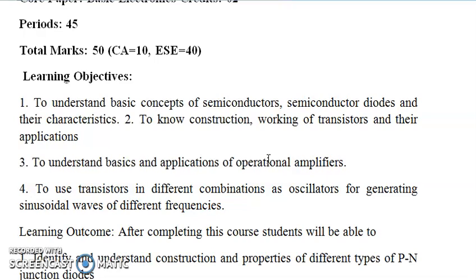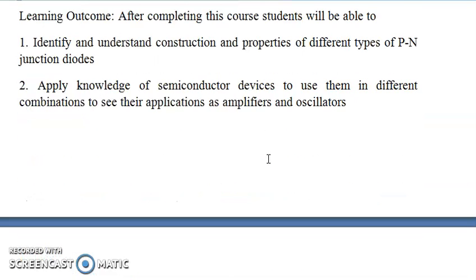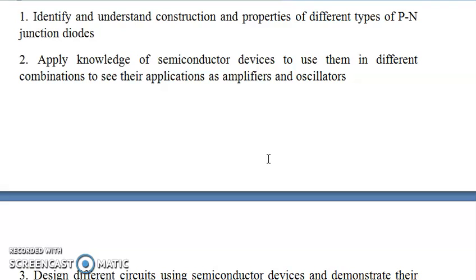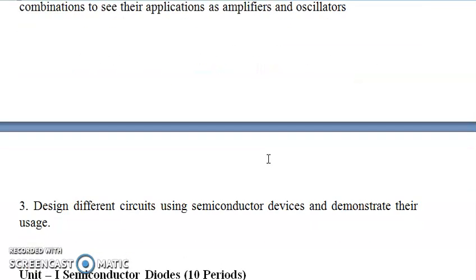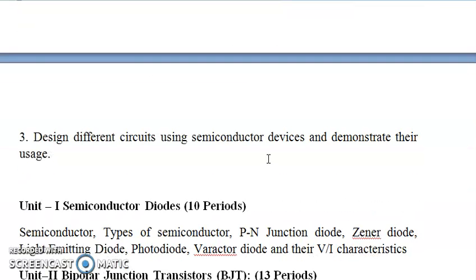The learning outcome: after completing this course, students will be able to: number 1, identify and understand construction and properties of different types of PN junction diodes. Second, apply knowledge of semiconductor devices to use them in different combinations to see their applications as amplifiers and oscillators. Third, design different circuits using semiconductor devices and demonstrate their uses.